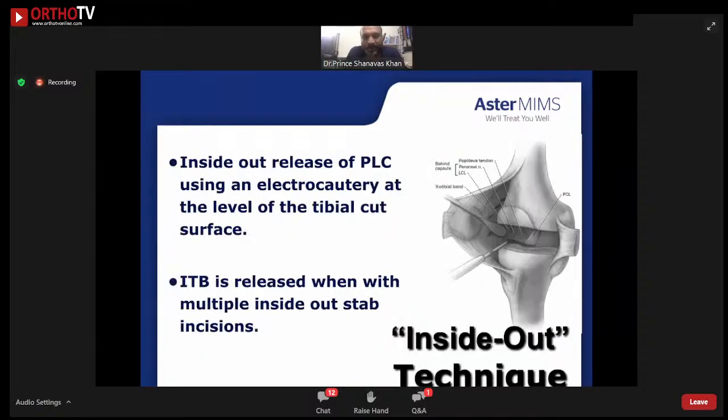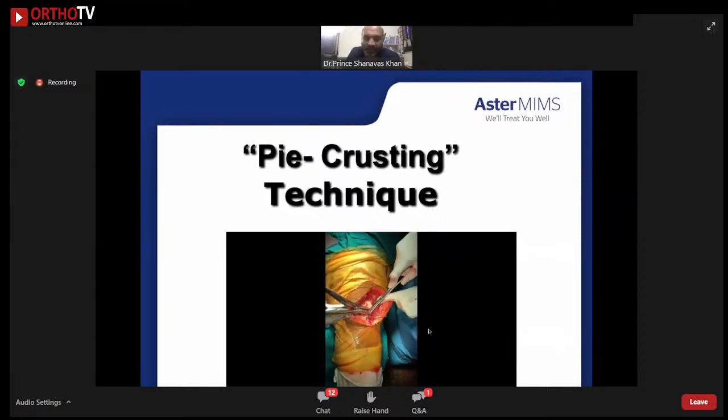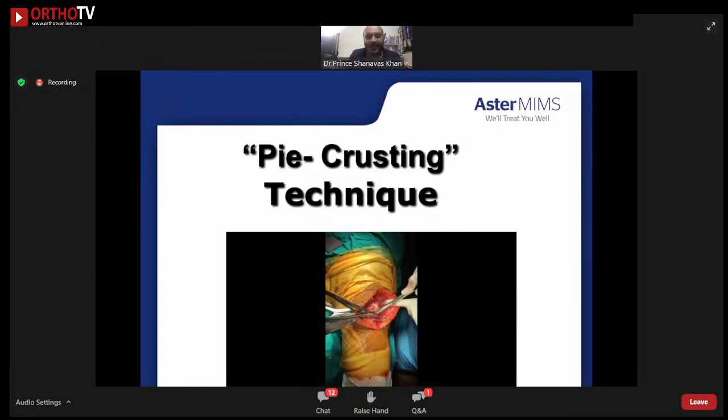So how will you do it? The inside out technique: you release the posterolateral corner using a cautery. Then you make multiple stab incisions or pie-crust the iliotibial band. So this is called the inside out technique. For the pie crusting technique, what I do is I take two laminar spreaders and spread out the femur and the tibia. Then, using a cautery, I release the posterolateral corner at the tibial cut surface. Then I feel what the tight structures are with my finger. Then instead of using a knife, I usually use a 16 gauge needle and pie-crust the iliotibial band.